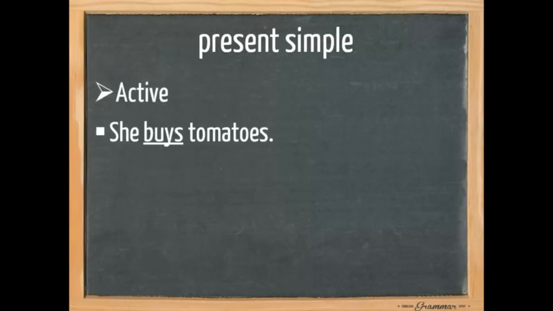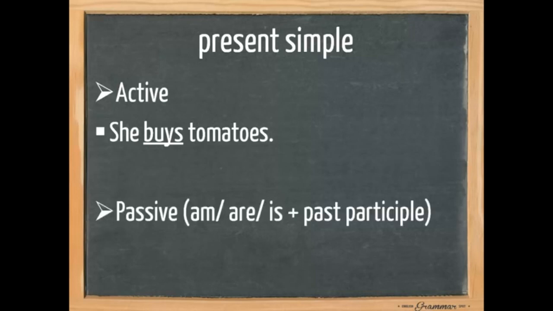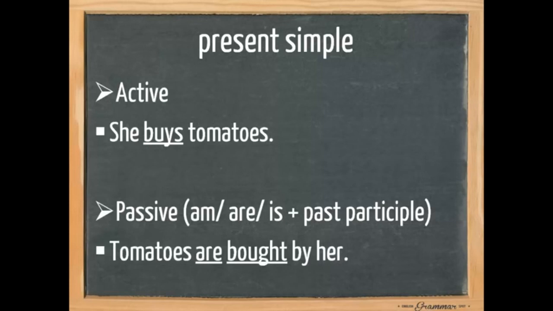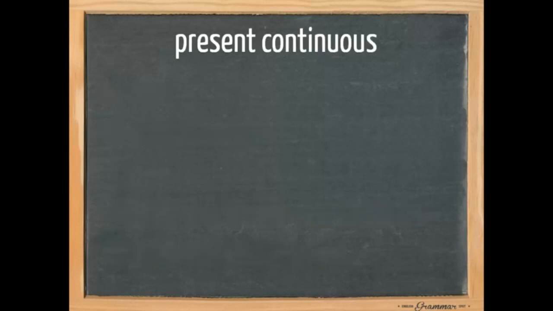She buys tomatoes. Now remember, we're going to swap she and tomatoes around. So we're going to start with tomatoes. A passive is made by the verb to be and the past participle. So we need to pick the correct form of the verb to be for tomatoes, which is are here. So tomatoes are bought by her. Remember, buy, bought, bought.